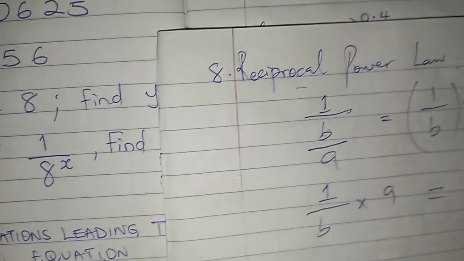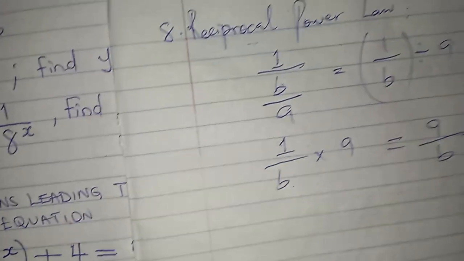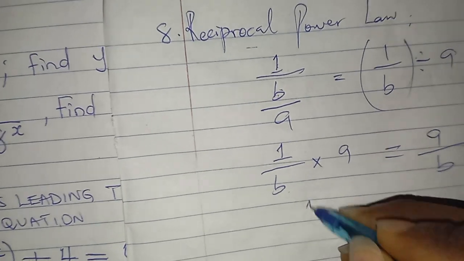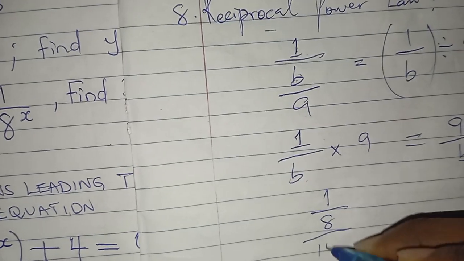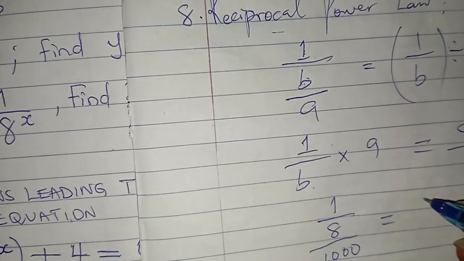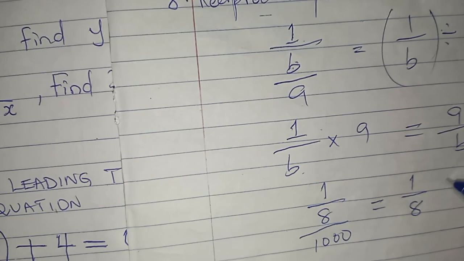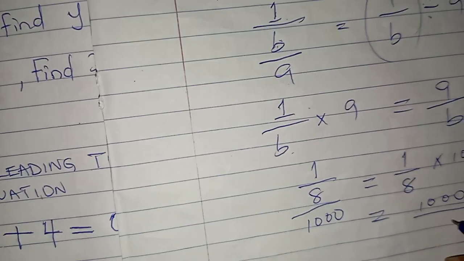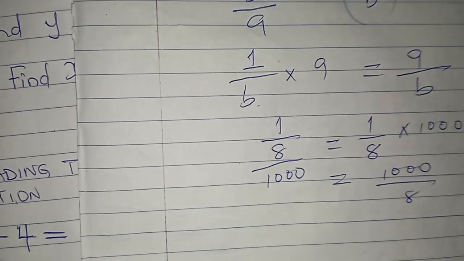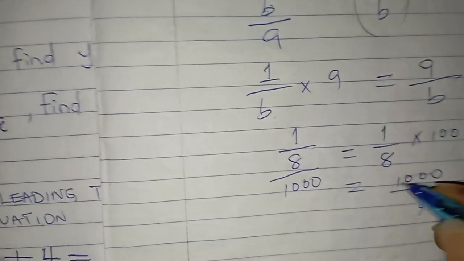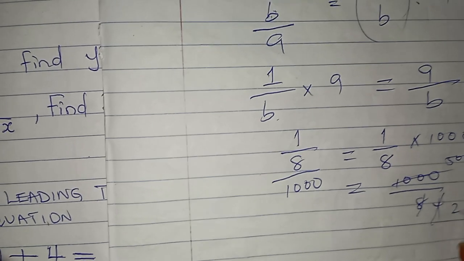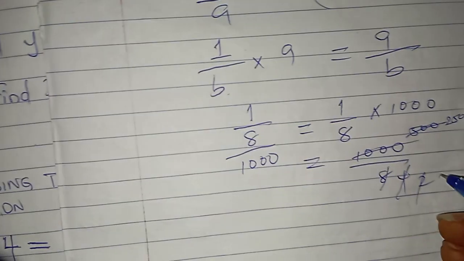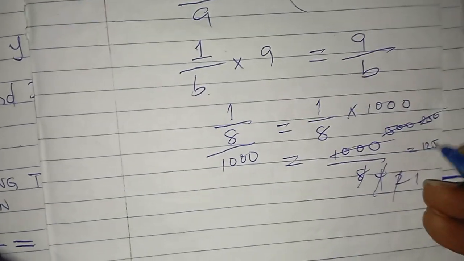So reciprocal power law will now give me that this is a over b. See, I've reversed it. So if I have 1 over 8 over 1000, reciprocal law is saying that this is going to be the same thing as saying 1 over 8 times 1000, which is the same thing as saying 1000 over 8. And when you do it, 2 here 4, 2 here 500, 2 here 2, 2 here 250, 2 here 1, 2 here 125.